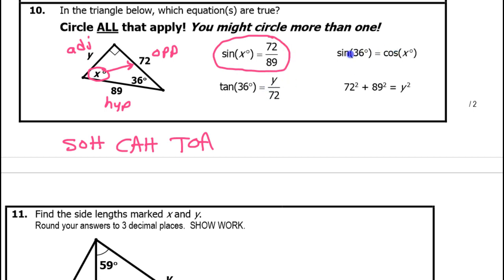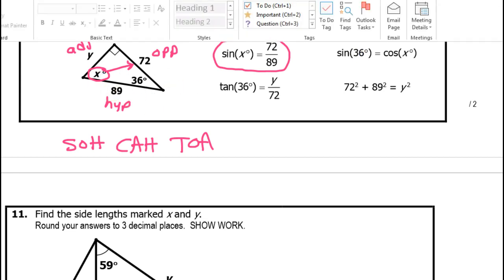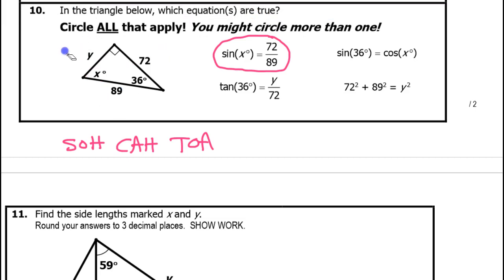Okay, let's look at this one. We've learned that the sine of one angle, okay, if we're talking about the two acute angles in a right triangle, they're complementary, and we've learned that the sine of one angle is equal to the cosine of the other. So 36 and x are the complementary angles of this right triangle. So the sine of one angle should equal the cosine of the other angle, so that means this is true.